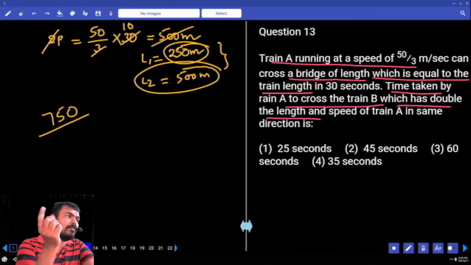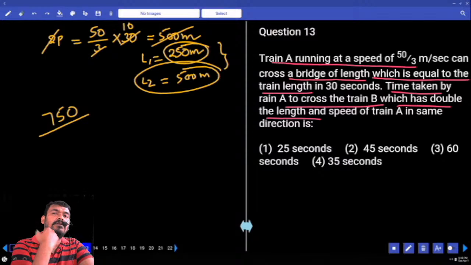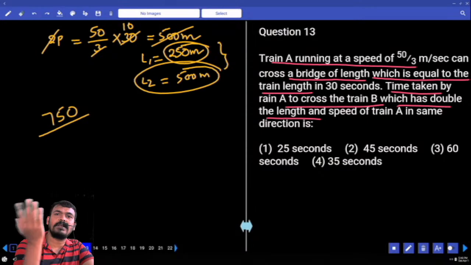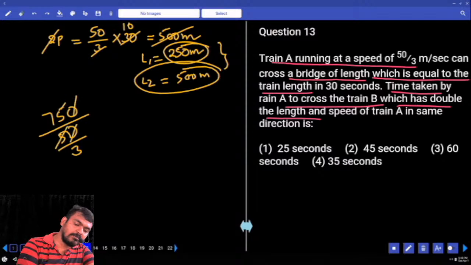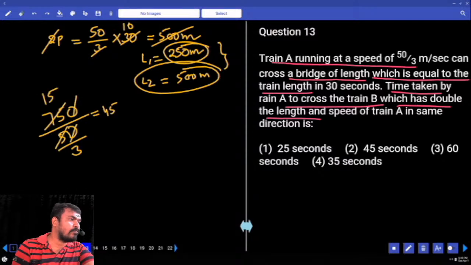There is no clarity about train B's speed. Means train B will be stationary. Stationary means speed value 0. Okay, then the speed value only for train B is stationary. Obviously train A's speed is the total speed. What is the train A speed? 50 by 3. 0 0 cancel. 5 how many times? 15. 15 3s is how much? 45.